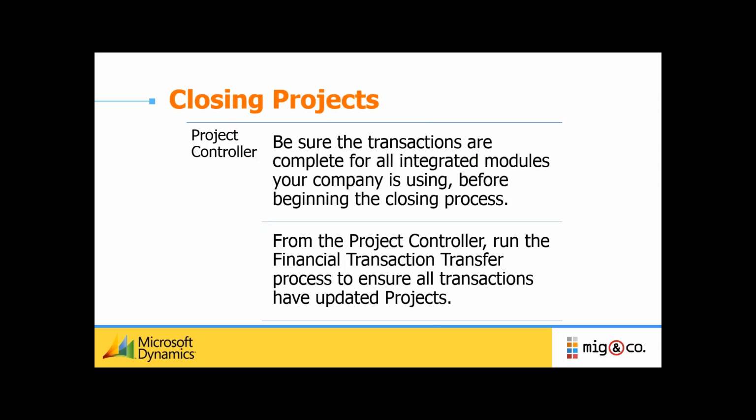When we close our projects, be sure that the transactions are complete in all the integrated modules. For your company, everything is processed and you're getting ready for closing. Now, from the project controller, you need to make sure that your financial transaction transfer, also known as your FTT process, is invoked. You can go into your setup screen in your project controller module and make sure that the FTT financial transaction transfer is automatically done, but it's a good idea to make sure that you run it manually to make sure that nothing is left behind.